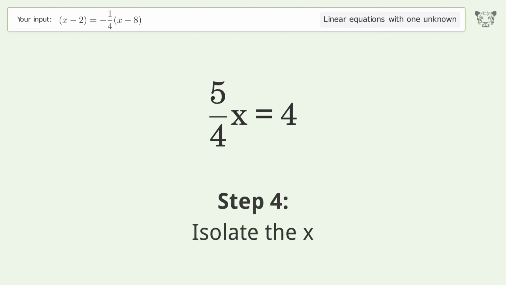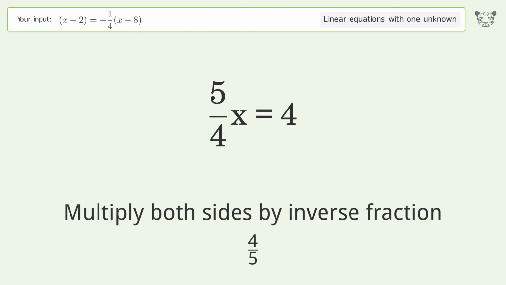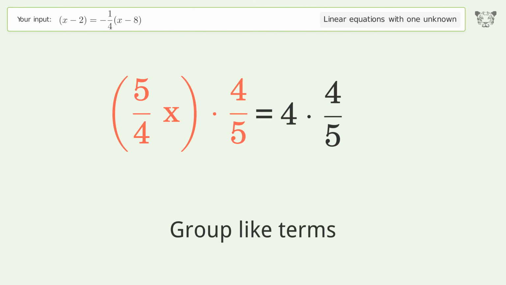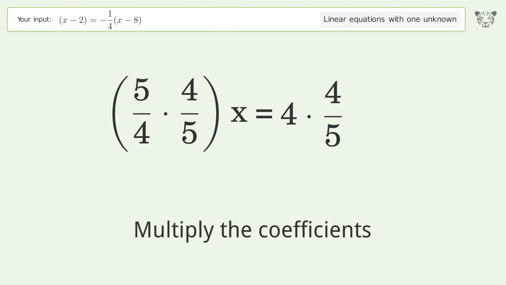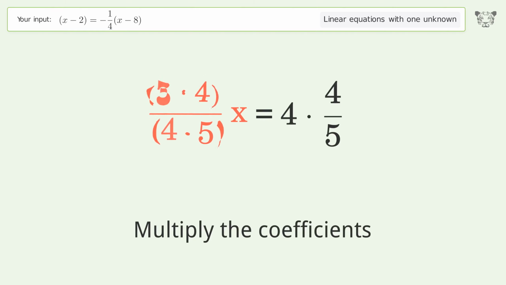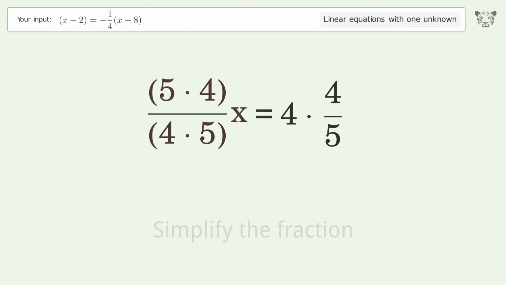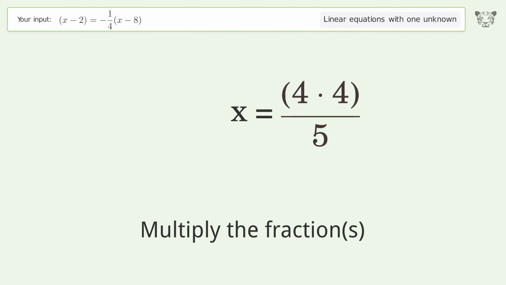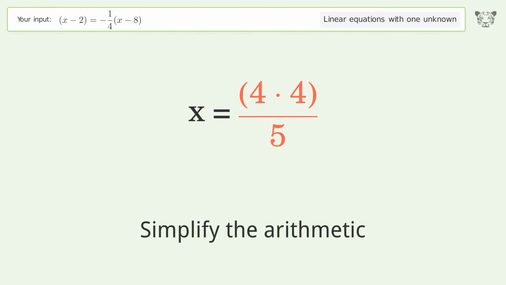Isolate the x. Multiply both sides by the inverse fraction 4/5. Group like terms. Multiply the coefficients. Simplify the fraction. Multiply the fractions. Simplify the arithmetic.